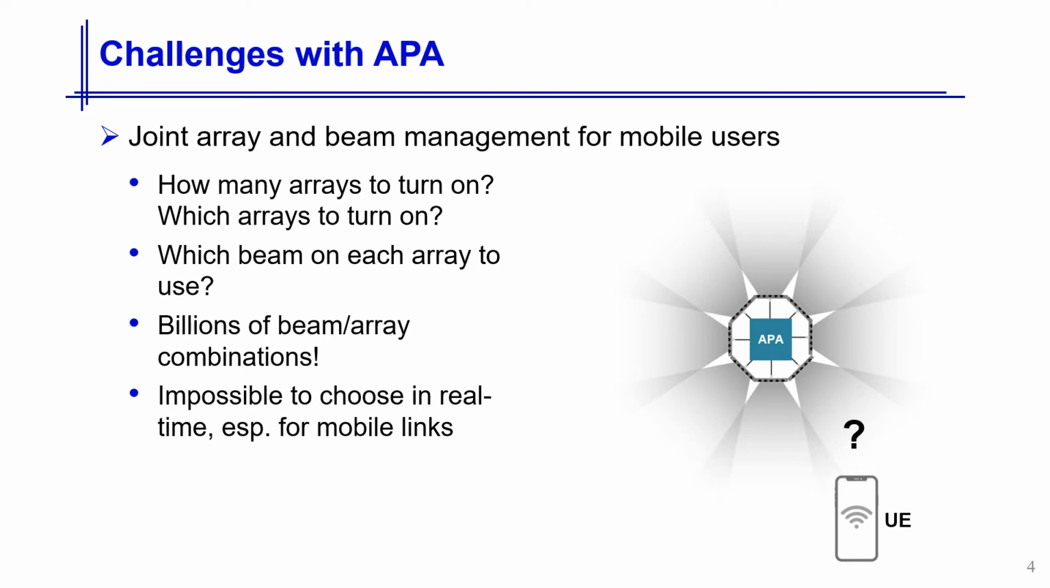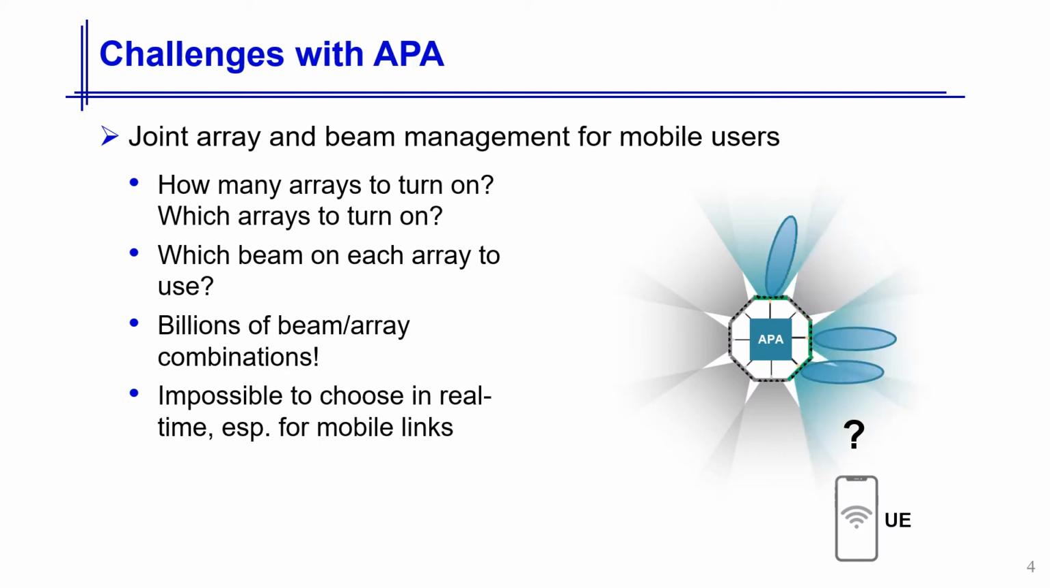However, there are fundamental challenges in designing APA millimeter wave systems. The first challenge is joint array beam selection. In APA, the beam management problem is further compounded by array selection, since each array can choose its own beam, or even be idle.